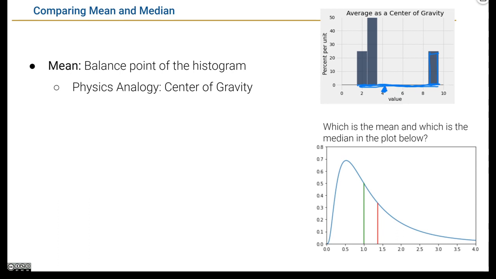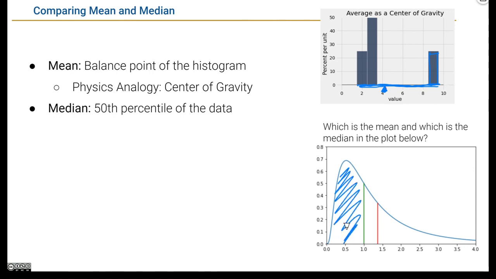So you can think of the mean that way as a balance point. The median, in contrast, is really the data point that separates the area under the curve such that you have exactly the same amount of area on the right and the left. So I want the 50th percentile of the data, which means this area here is going to be 50% and this area here is going to be 50%. So this is going to be the median. It's exactly dividing the area in half.